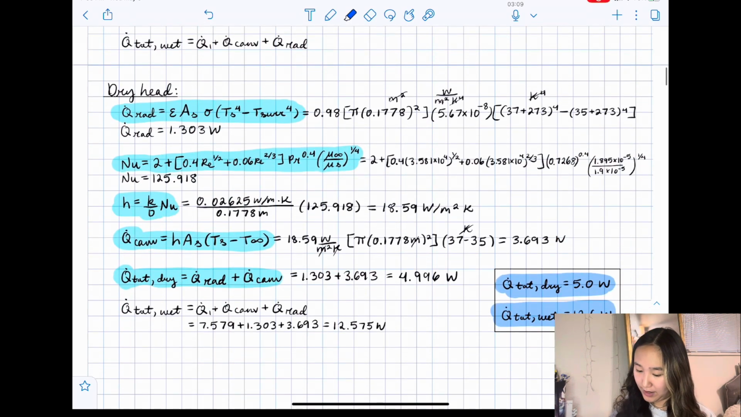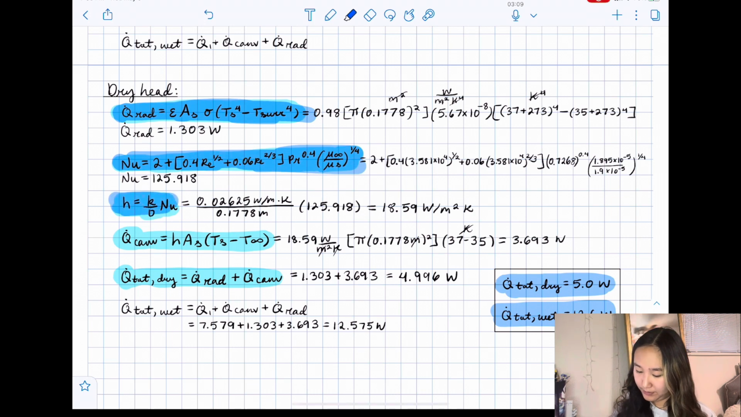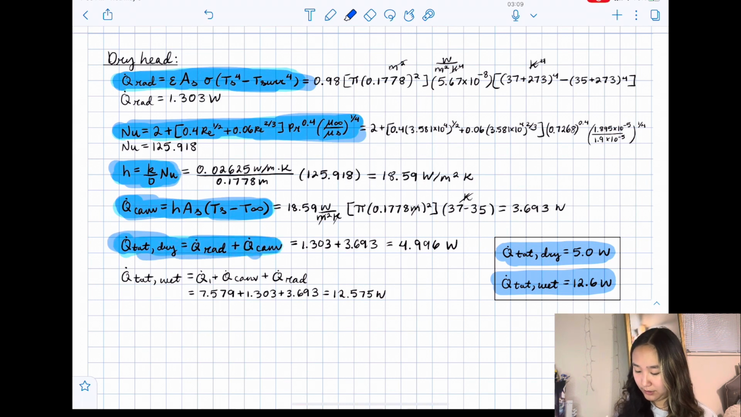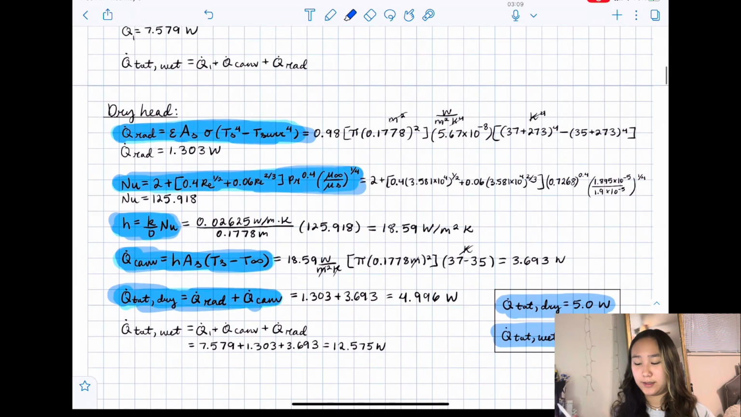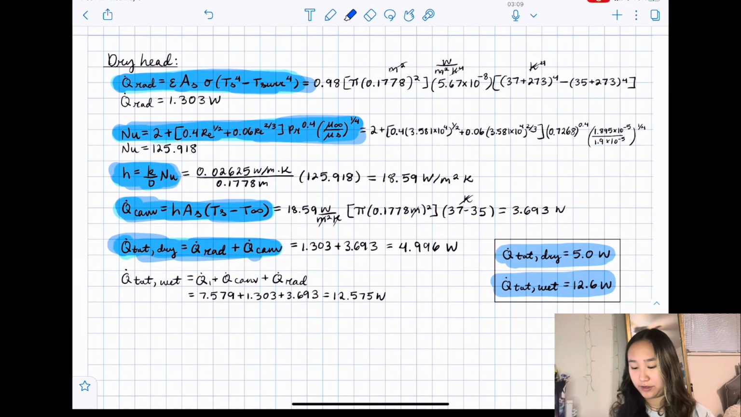Then here for the dry head, you have the radiation equation, Nusselt number, solving for some constants, and then finally you're solving for your convection heat transfer, and then the total. And that's how you found the dry and the wet head. The wet head involves more of the heat and mass transfer, and then the dry head involves more of just normal heat transfer.